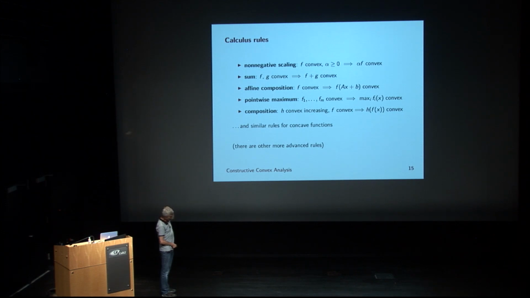And the maximum is the function that goes like this and then goes like that. And it's got a corner, right? So the maximum of a bunch of convex functions is convex. Then there's a composition rule.